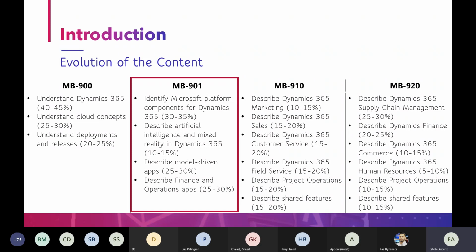So 910 for the CRM is about sales, customer service, field service, and project operations. And 920 for the ERP is about the supply chain, in the sense of how to manage your supply chain, the finance, the commercial side, and human resources.